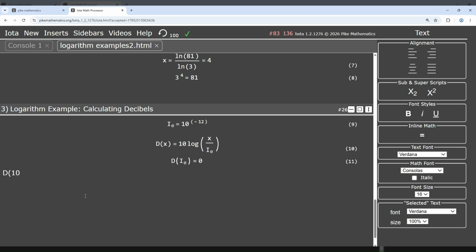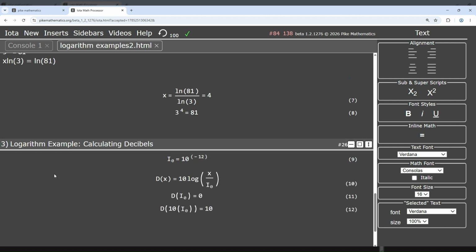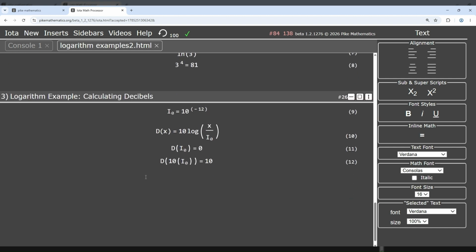So 10 I naught, and I'll go ahead and put some parentheses around that. What do I get? All right, it's 10 decibels. So the sound is 10 times more intense, and so the decibels jump from 0 to 10.